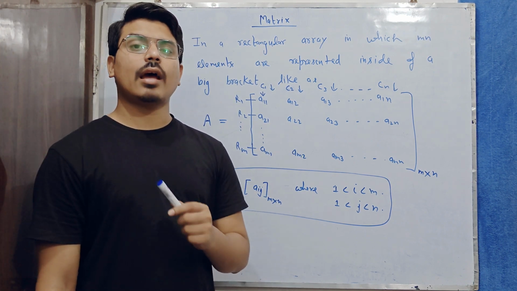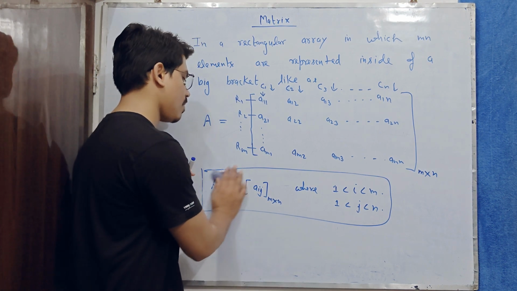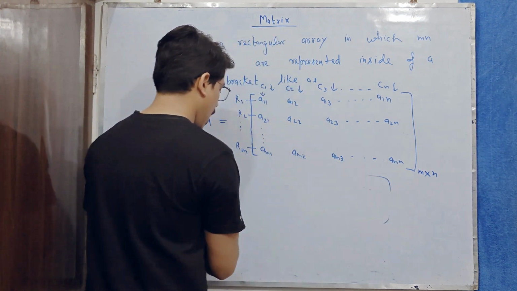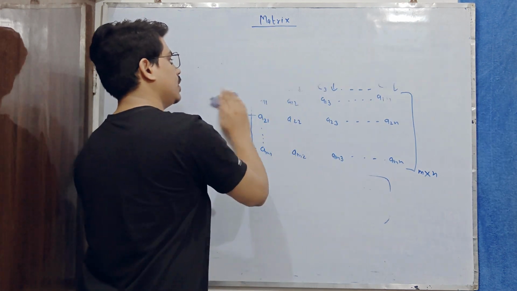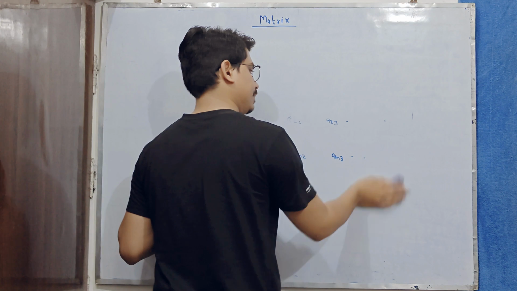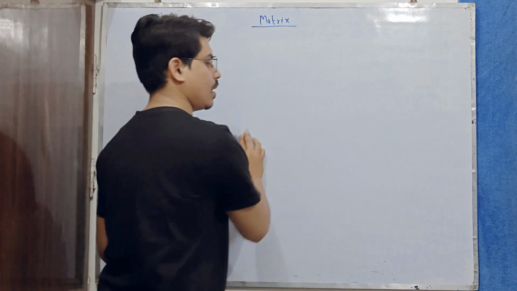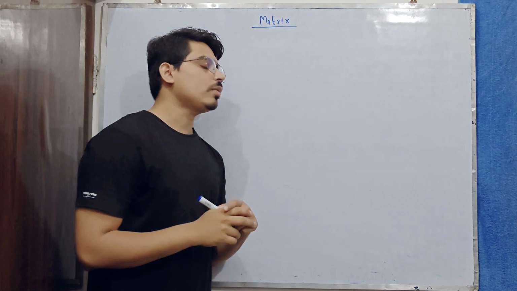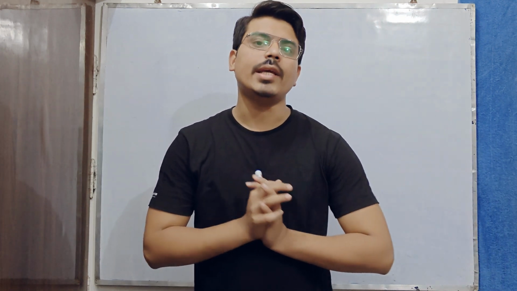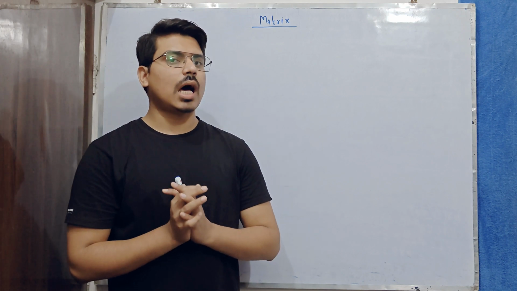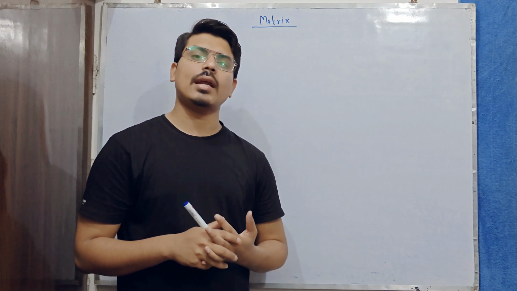Let's start with addition and subtraction of two matrices. First of all, I erase the text which is written in bold. Now guys, you can add two matrices or subtract two matrices if and only if the two matrices are conformable to each other. If two matrices are conformable, then you can add and subtract.